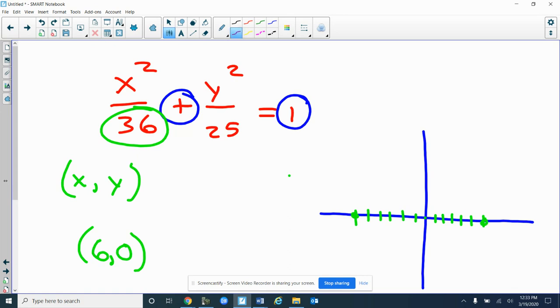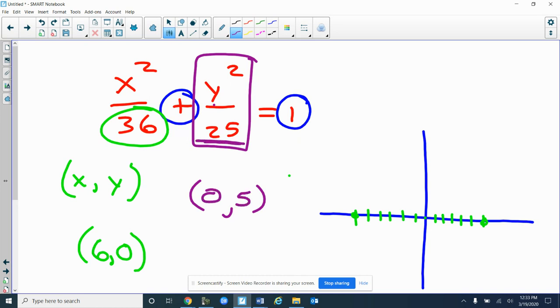Additionally, I'm going to do the exact same thing with this term. Okay, I'm going to set x to 0, and I'm going to take the square root of 25, which is 5. And I'm going to go from point 0, 0, I'm going to go up 1, 2, 3, 4, 5, plot my point, and I'm going to go back to 0, 0, and I'm going to go down 5, plot my point, and I'm there.